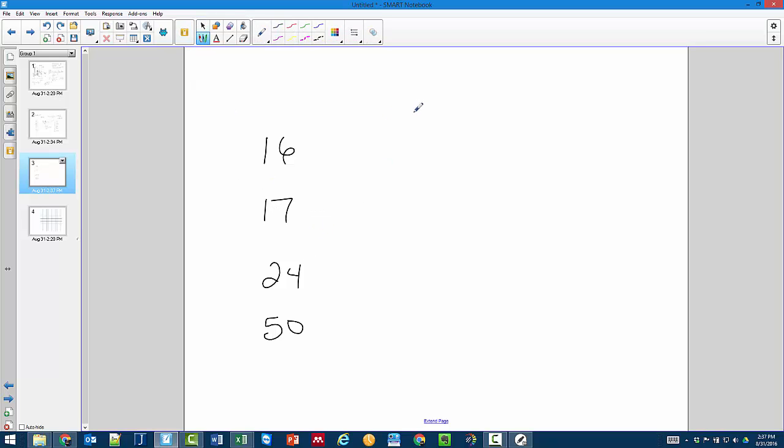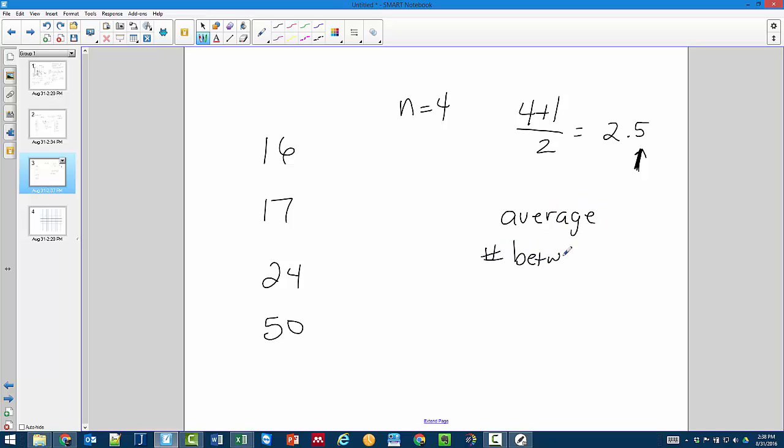And then we've got n. N equals 4. There's 4 numbers. So we're going to do 4 plus 1 divided by 2. Notice 5 divided by 2 is 2.5. Anytime I get that 0.5, I know I'm going to have to find an average. I need the number between 2 and 3. So here's x1, here's x2, here's x3, here's x4. I don't know what the number is between these two, so I actually average them. 17 plus 24 ends up with 41, divided by 2 ends up being 20.5.